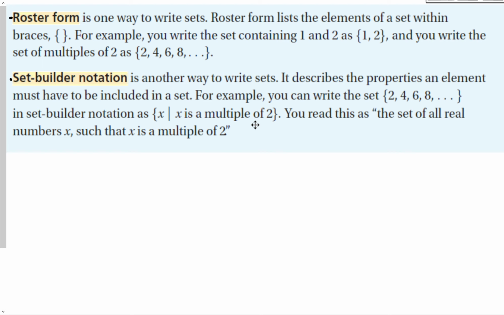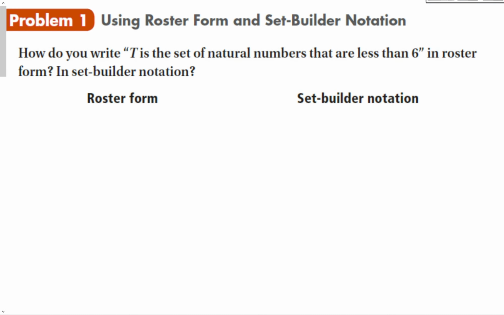So roster form is a little simpler. It just lists it, right? Think of the roster of a team or whatever. You just write down everybody that's on the team. Write down every number in the set, or use ellipses to tell us which way the set goes. For set builder notation, we have to describe the properties of the elements that could put them in that set.